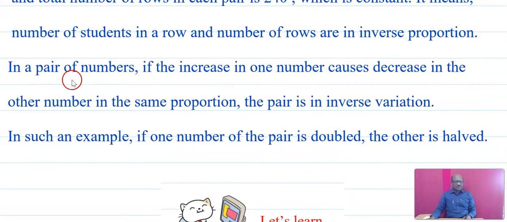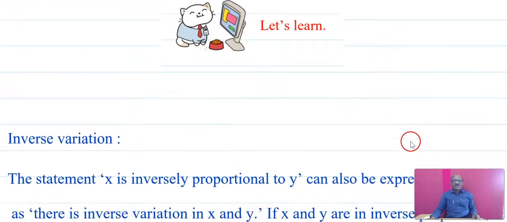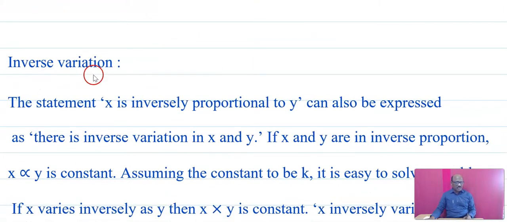If in a pair of numbers, the increase in one number causes a decrease in the other number in the same proportion, the pair is in inverse variation. In such examples, if one number of the pair is doubled, the other is halved. Okay, now see this, inverse variation.